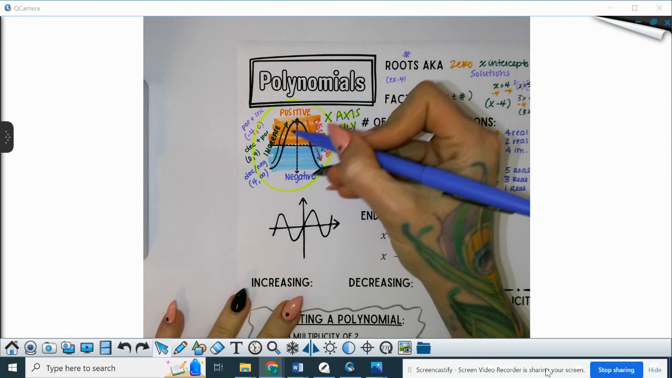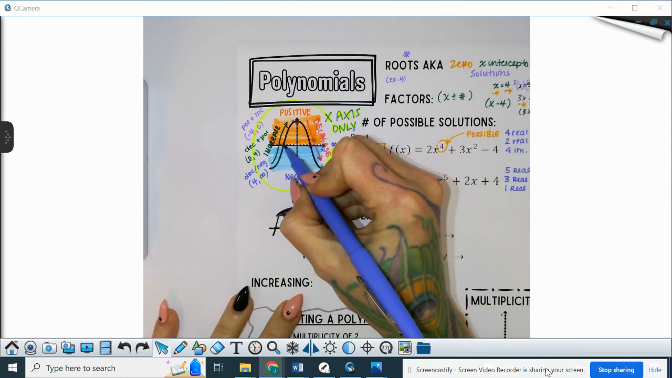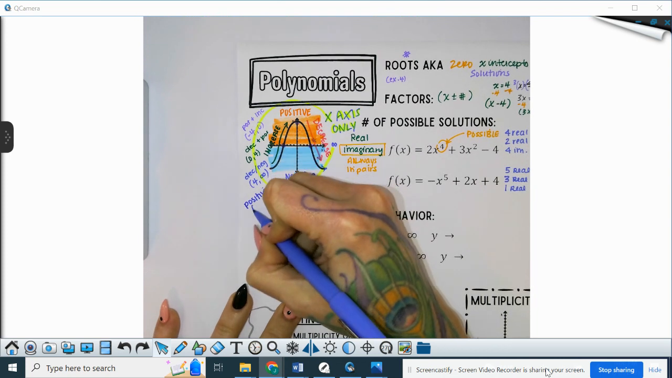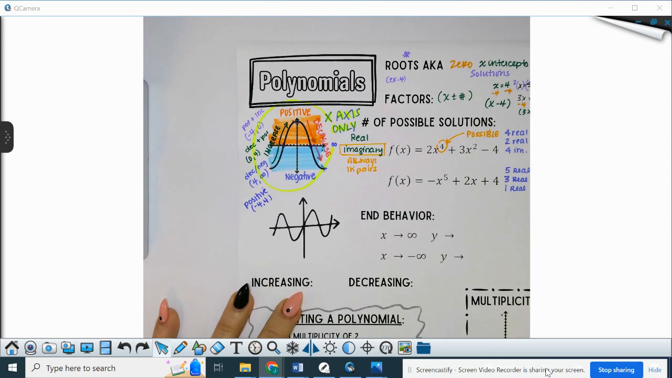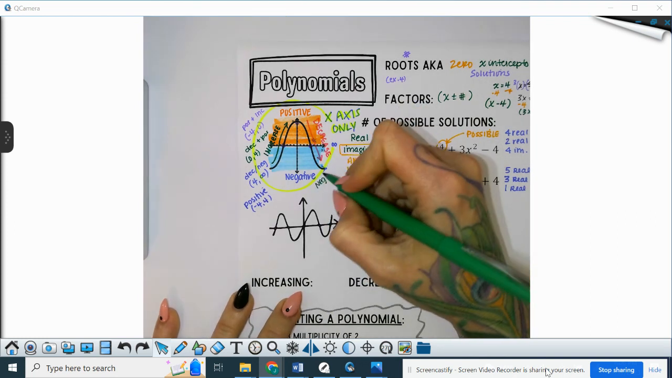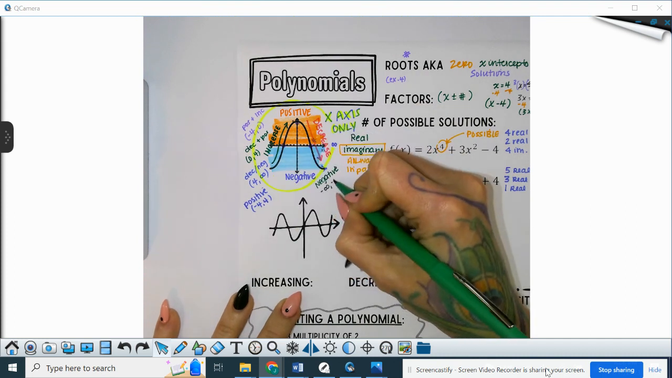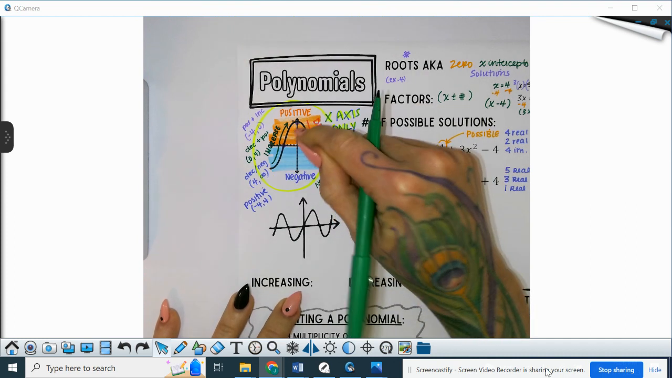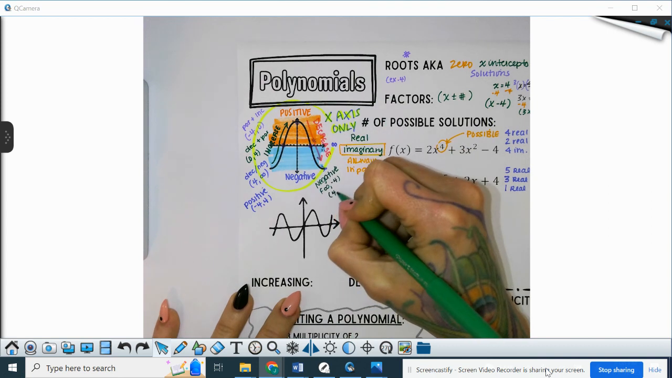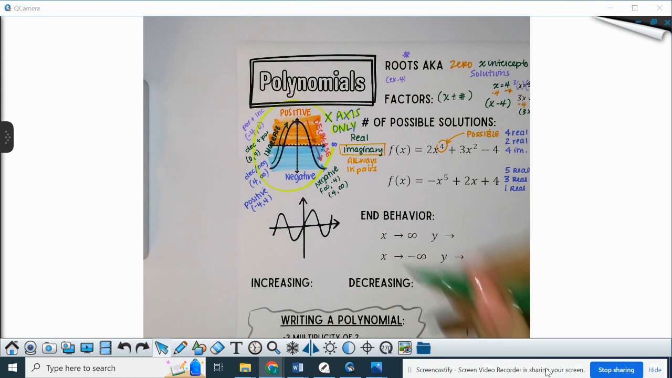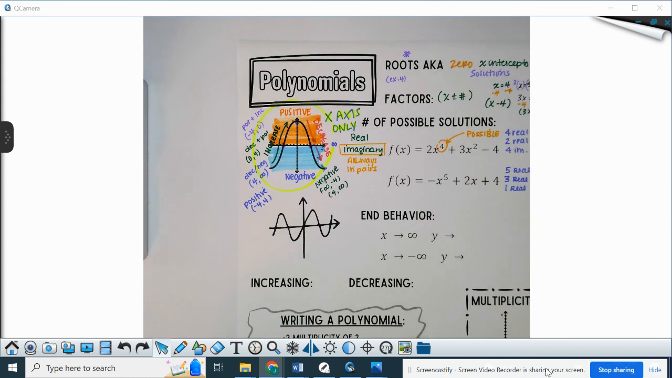So how much of this graph is positive would be from -4 to +4. So positive graph would be -4 to +4. Your negative graph, let's see if I can change color so I don't run all over the place. Negative graph would be from -infinity to -4 because then it goes into the positive, and then from +4 to positive infinity, and it's just coincidental that those numbers are both 4s. But the idea is that it crosses the x-axis and goes into the negative there.